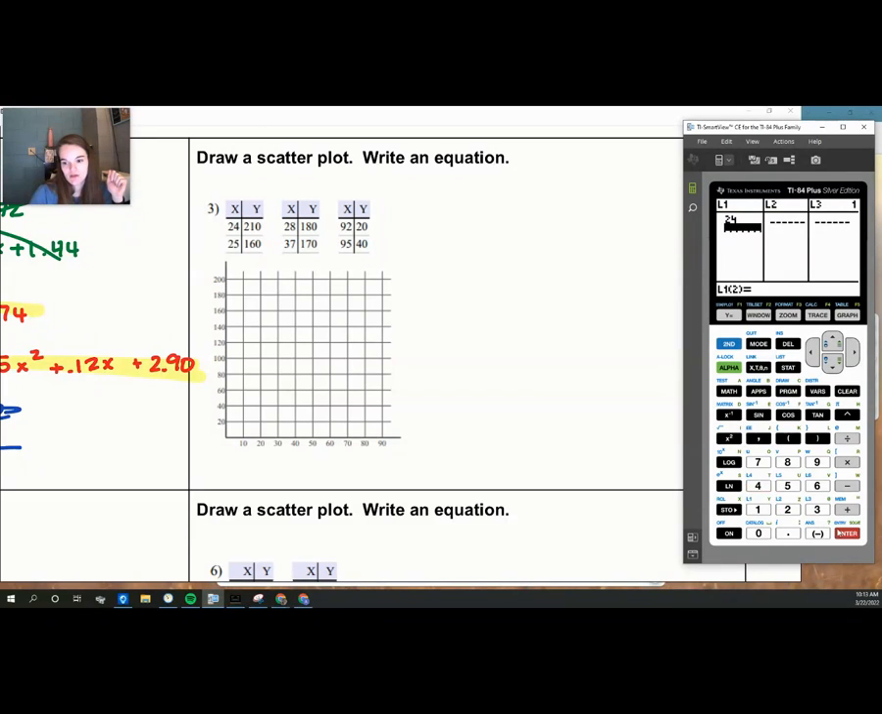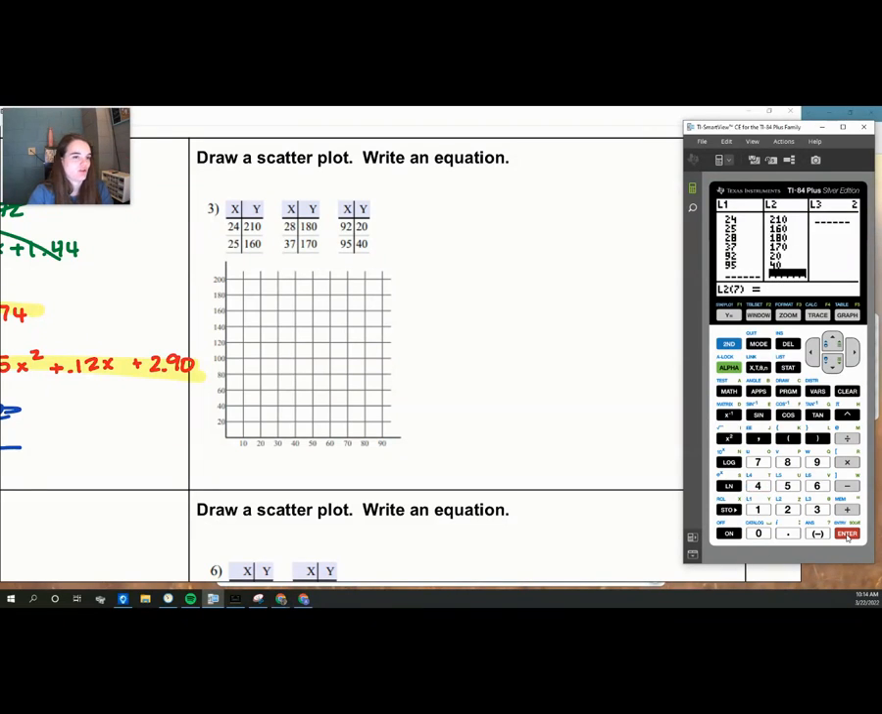So 24, enter. 25, enter. 28, enter. 37, enter. 92, enter. 95, enter. Then go over. 210, enter. 160, enter. 180, enter. 170, enter. 20, enter. 40, enter.